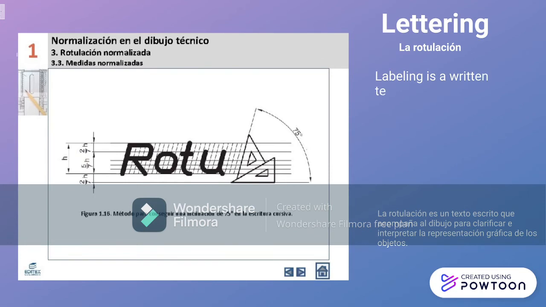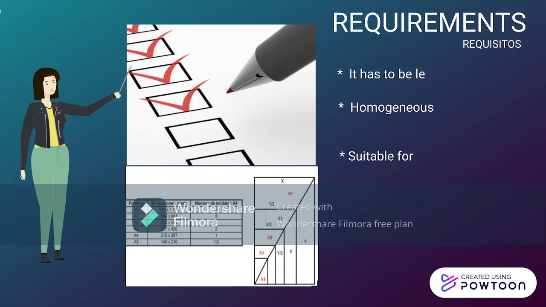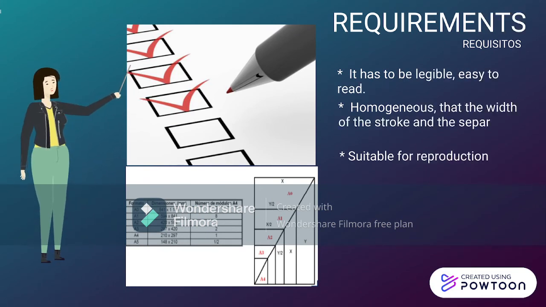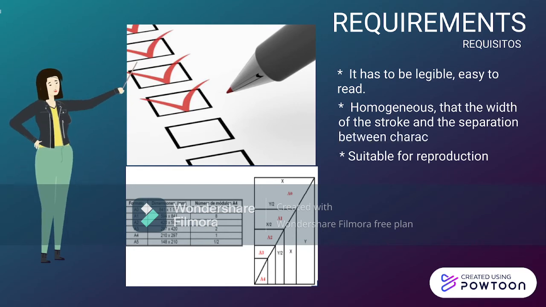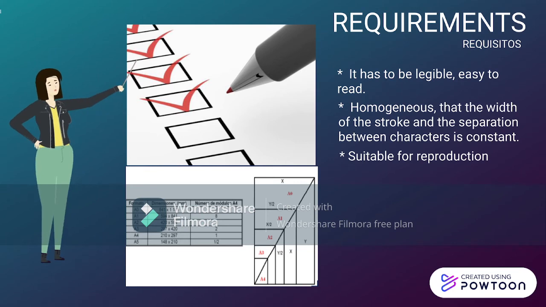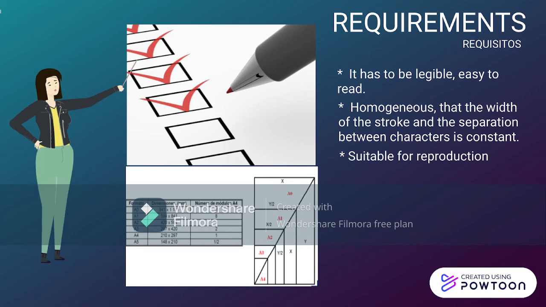Lettering. Lettering is text that accompanies the drawing to clarify and interpret the graphic representation of objects. Requirements: it has to be legible, easy to read, homogeneous, with a constant stroke width and separation between characters, and suitable for reproduction.